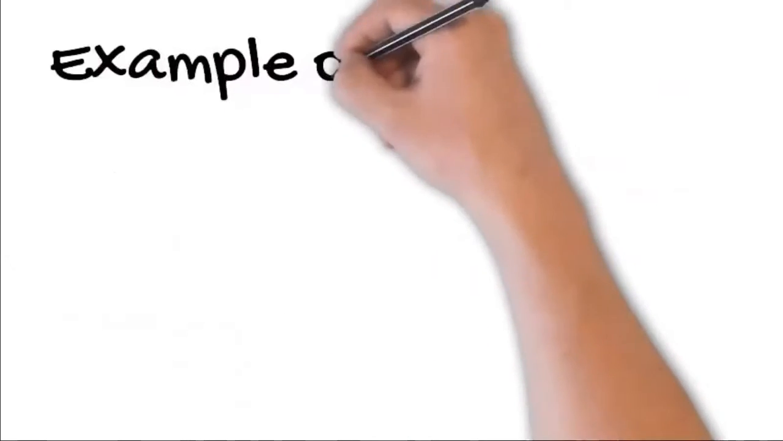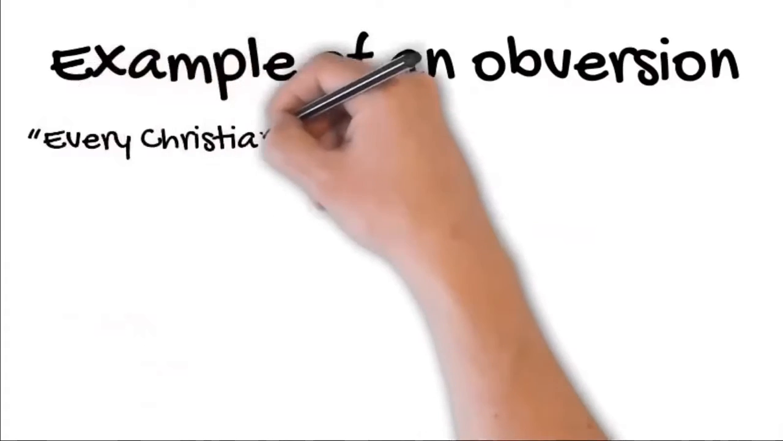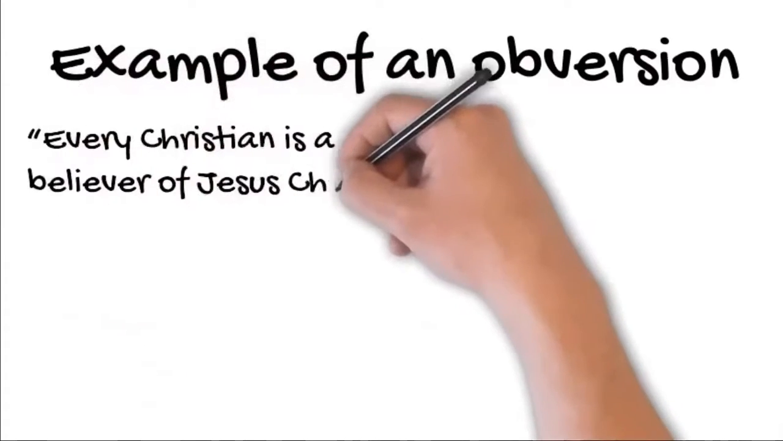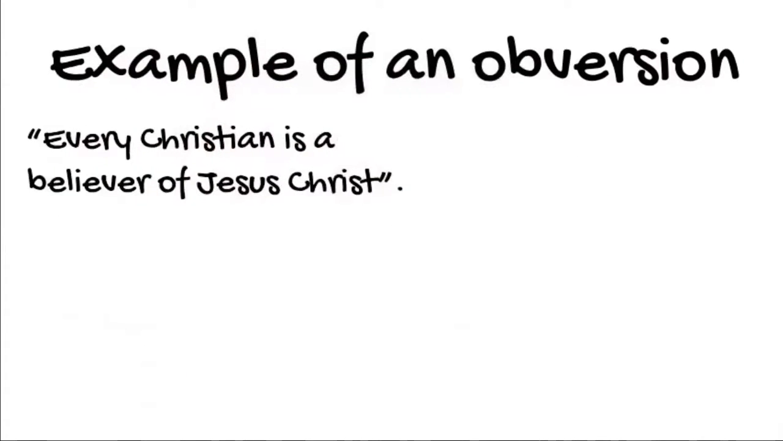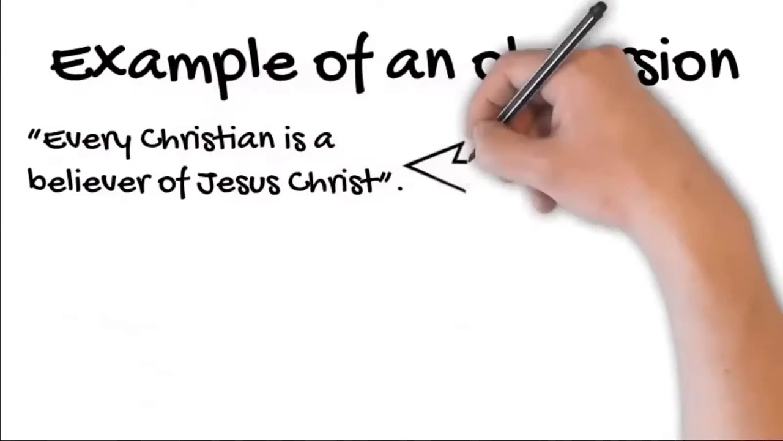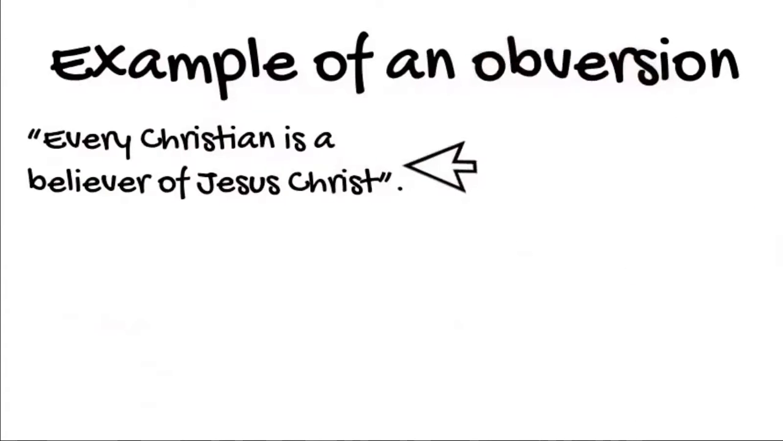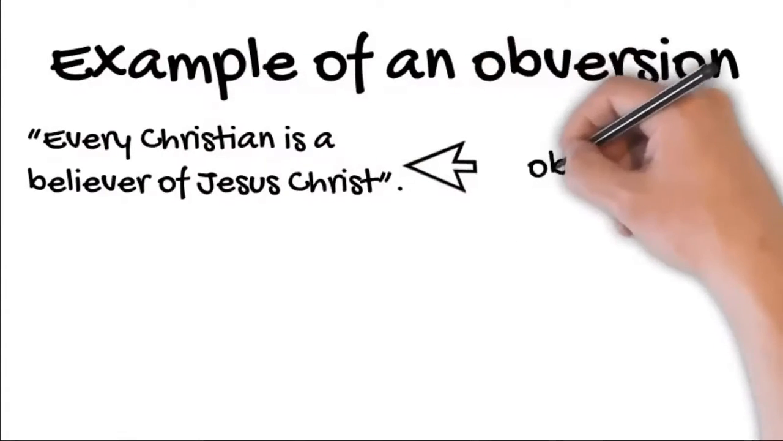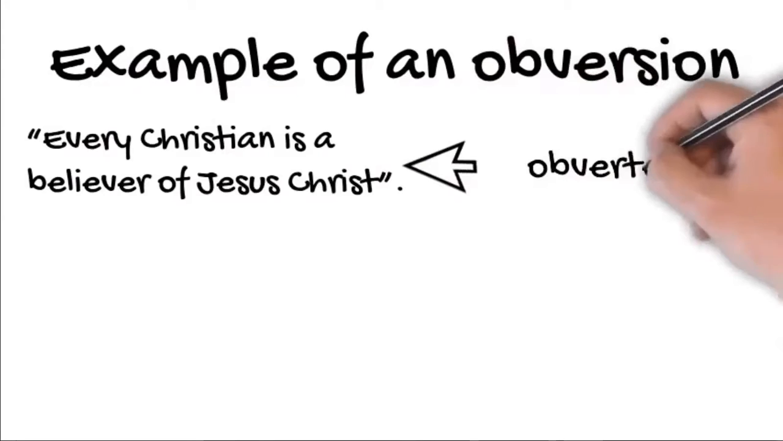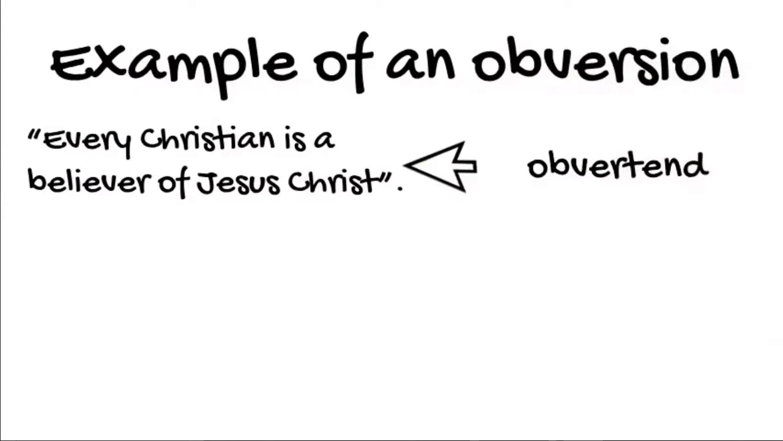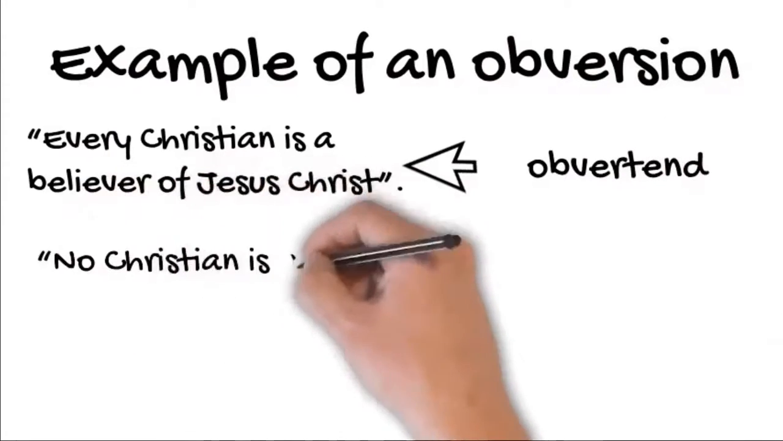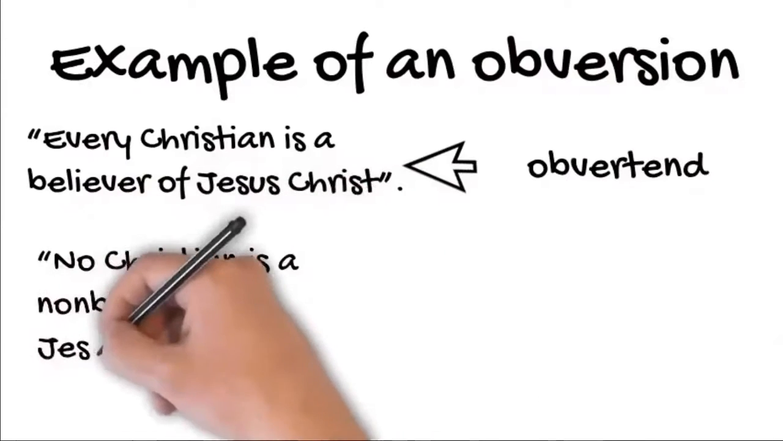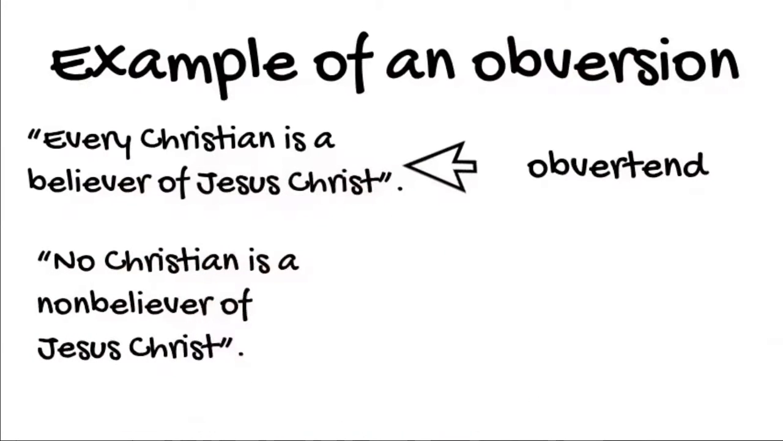For example, every Christian is a believer of Jesus Christ. This given proposition is the obvertend, and we have to express this in a negative proposition. That's why our obverse would become, no Christian is a non-believer of Jesus Christ.